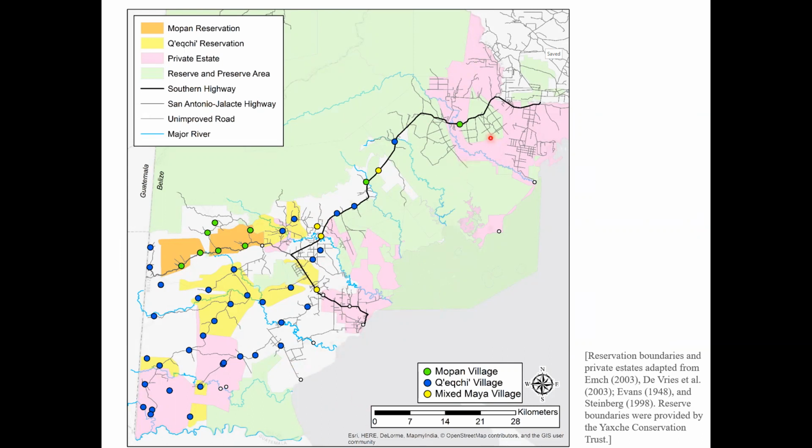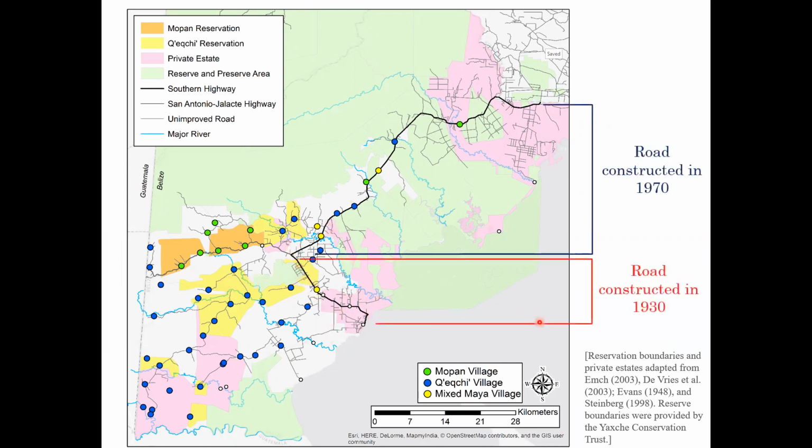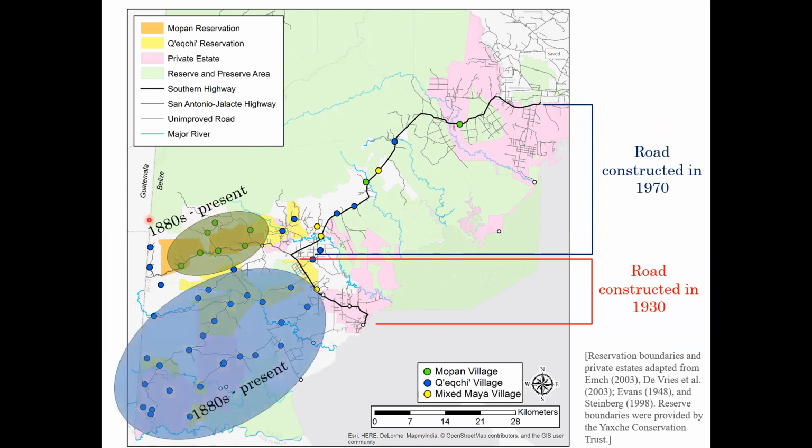We can then also see the movement of road systems, including the Southern Highway here, and different smaller unimproved roads that connect these villages inland into the major roads. And we see that this road here from Punta Gorda to about Dump was established in 1930, and then the Southern Highway from Dump northward was constructed in the 1970s. And again, we see that Mopan communities were living in the foothill regions from the 1880s to present, and that the Q'eqchi communities were living in the southern part of the Toledo district from, again, the 1880s to present.